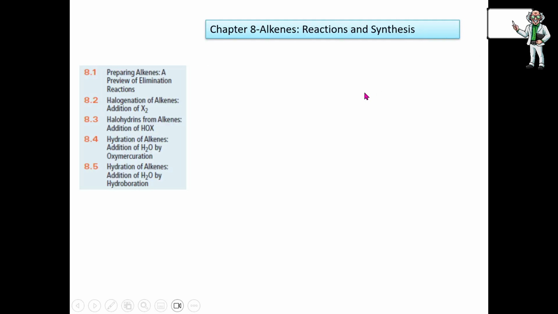What we will do in this chapter, basically we will talk about how to prepare alkenes, a preview of elimination reactions, and then we will see the reactivity of alkenes, basically the halogenation with an addition of a halogen, halohydrins from alkenes, addition of hydroxy halogen, hydration of alkenes, addition of water by oxymercuriation, and finally we will see the hydration of alkenes, addition of water by hydroboration.